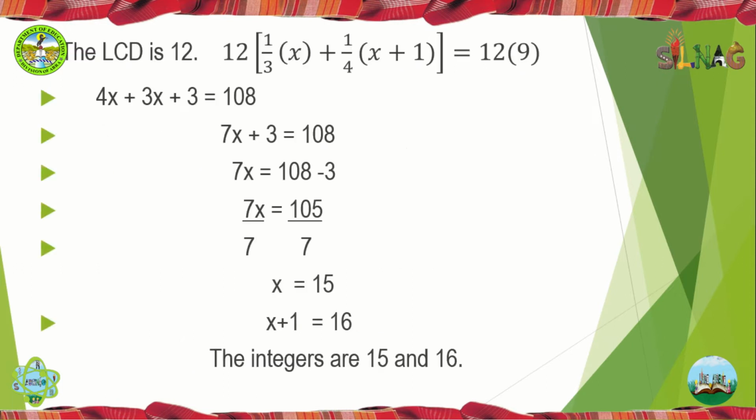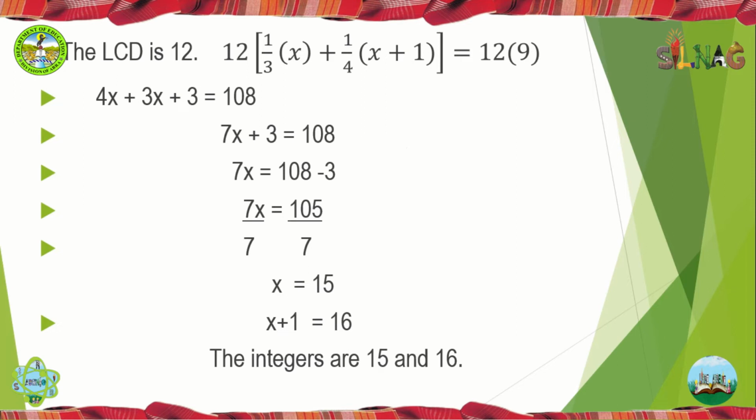To solve this equation, the LCD is 12. So we multiply all members of the equation by 12. 12 times 1/3 of x is 12 divided by 3, which is 4, times x, so 4x. 12 times 1/4 of x plus 1 is 12 divided by 4, which is 3, times the quantity x plus 1, which is 3x plus 3, equal to 12 times 9, which is 108.